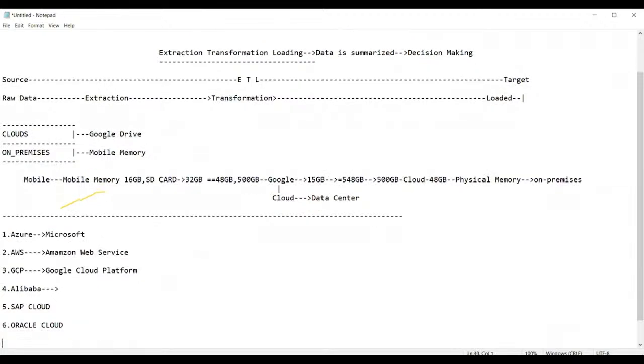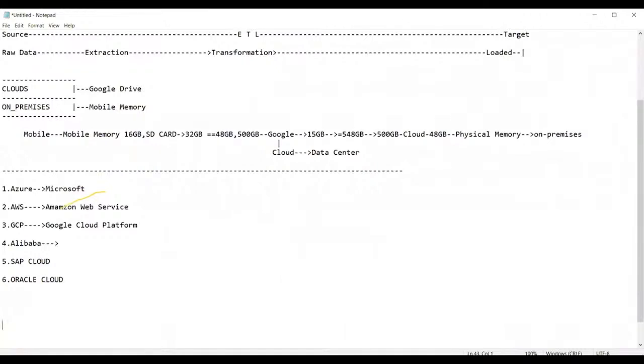Now, these cloud services are basically classified or divided into three categories. What is the first one? IaaS. IaaS stands for Infrastructure.